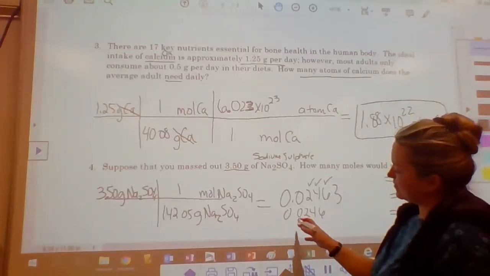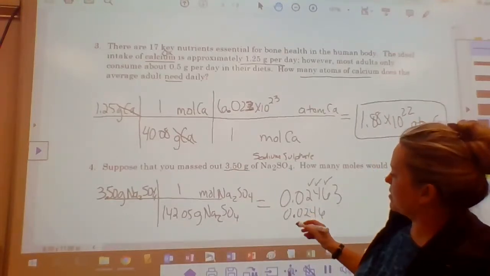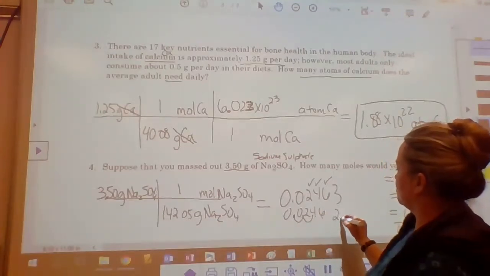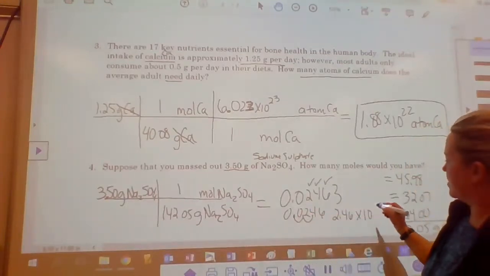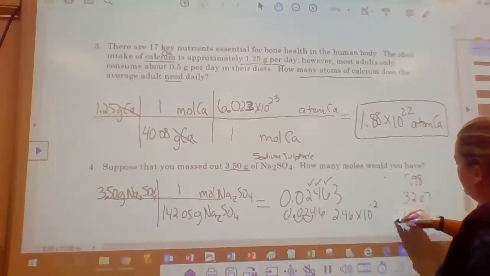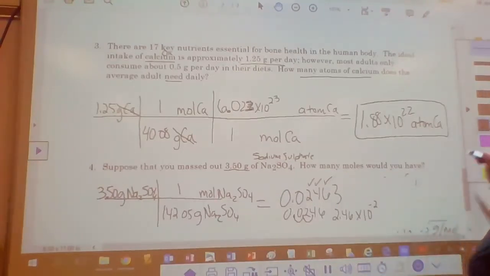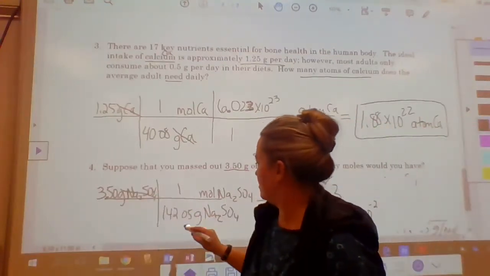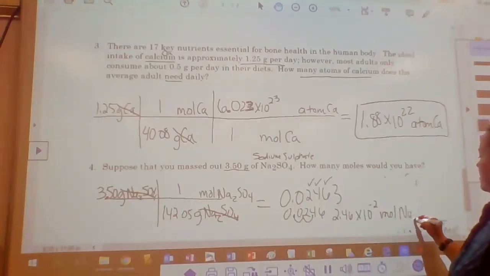So it's going to be 0.0246. But we don't want to leave it at 0.0246. I want to put it in scientific notation. So I'm going to move the decimal place over 2: 1, 2. And I'm going to get 2.46 times 10, since I moved it over to the right, times 10 to the negative 2. And then I just got to put my units and box in the answer. 2.46 times 10 to the negative 2 moles of sodium sulfate.